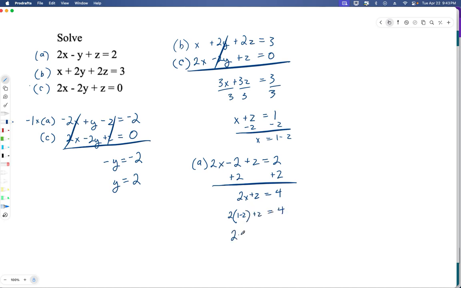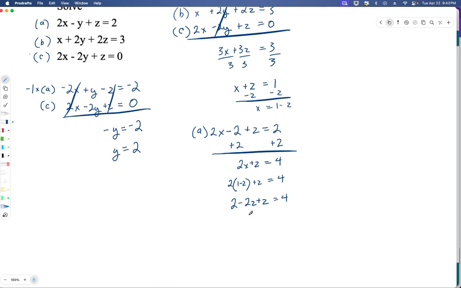So 2 minus 2z plus z is equal to 4. So that's going to be 2 minus z is equal to 4. Subtract 2 from both sides. Negative z is equal to 2. So z is equal to negative 2.